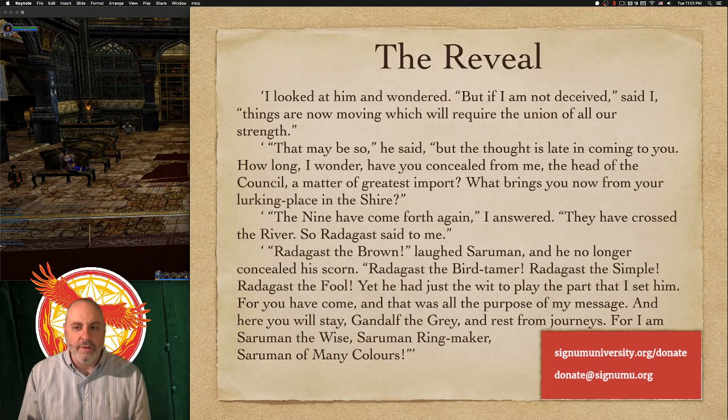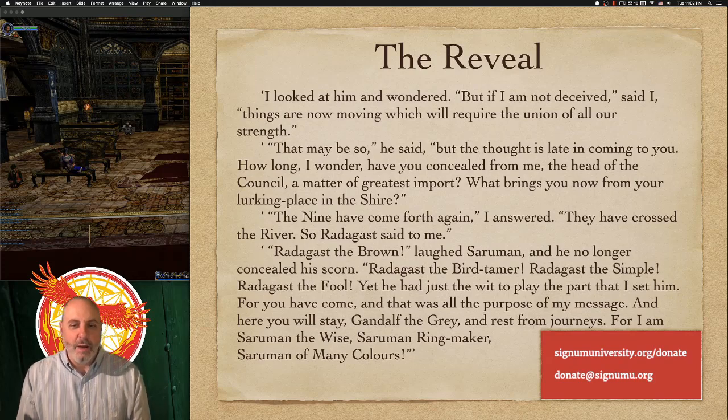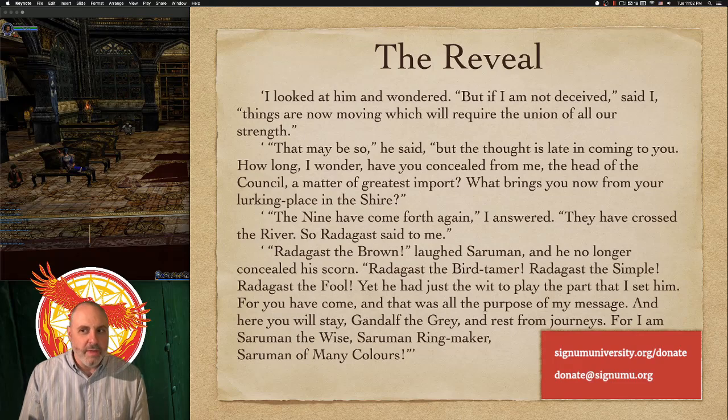The Nine have come forth again. They have crossed the river, so Radagast said to me. That's why I came, right? One could imagine responding to that question in that way. I don't think so, right? I think just as he was saying, but if I am not deceived, things are now moving which will require the union of all our strength. He's probing, right? He is pushing to try to figure out exactly what is lying behind this.